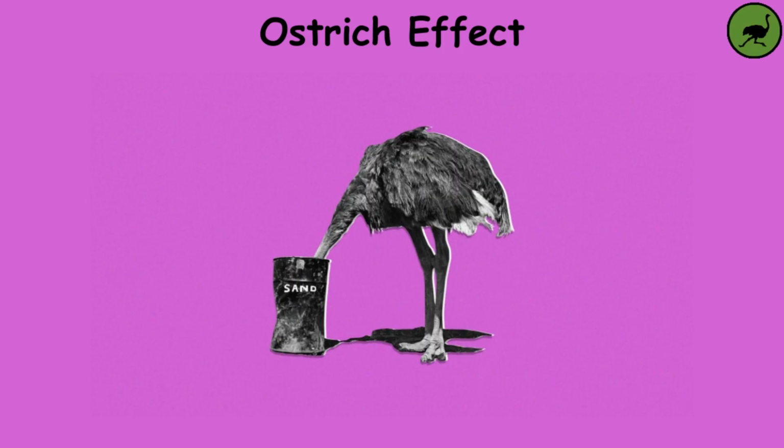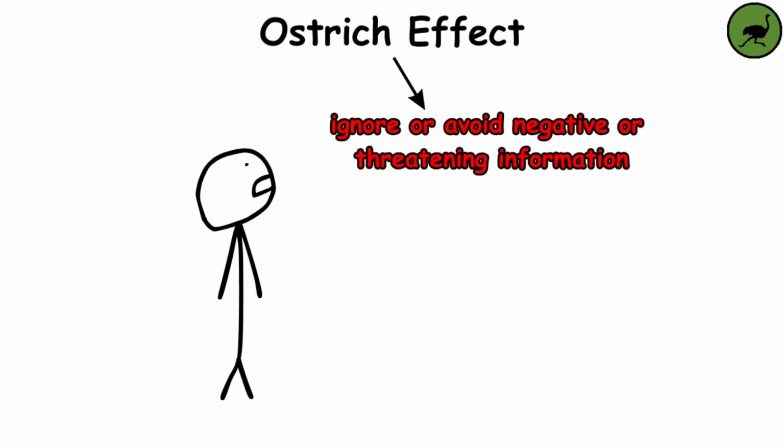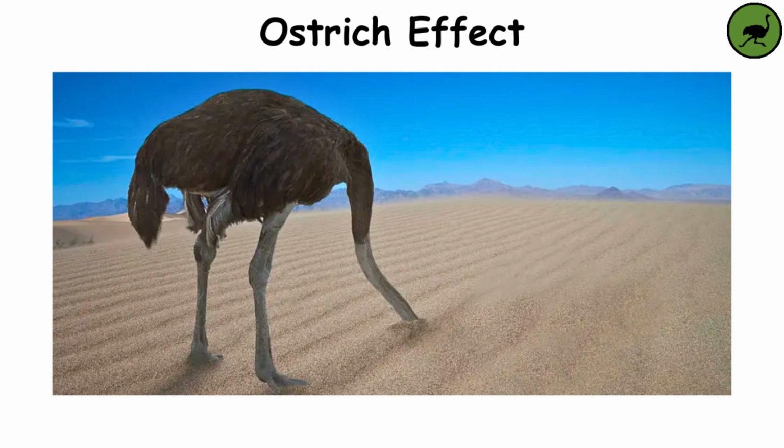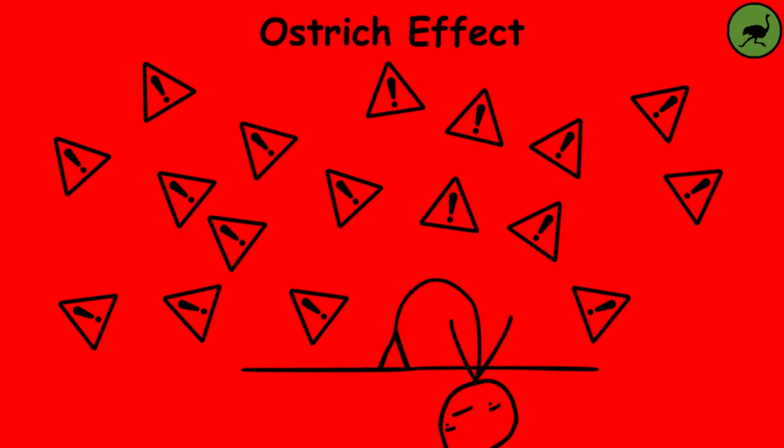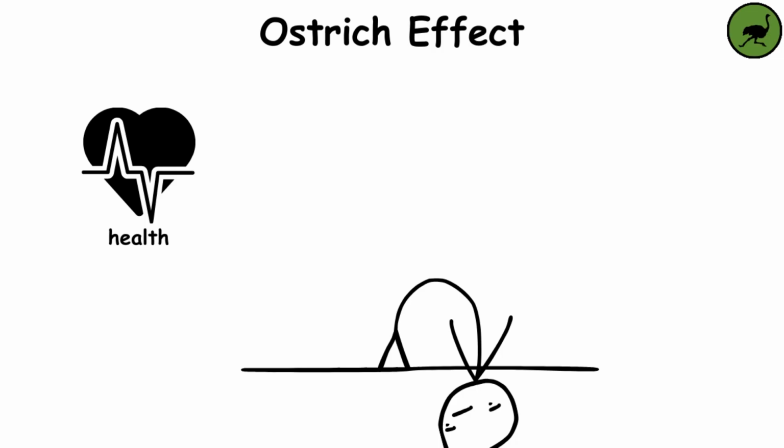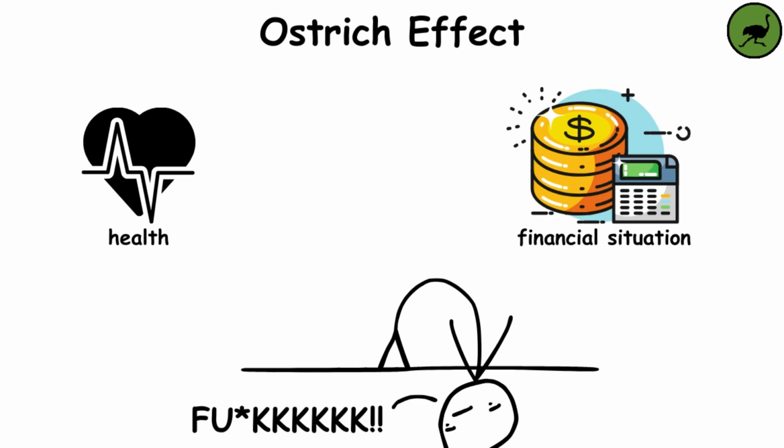Ostrich Effect. The Ostrich Effect is a mind trap where individuals ignore or avoid negative or threatening information, similar to how an ostrich might bury its head in the sand to avoid danger. It leads people to avoid facing uncomfortable realities or acknowledging risks, even when doing so would be beneficial. A person might ignore warning signs about their health or financial situation to avoid dealing with potential problems.